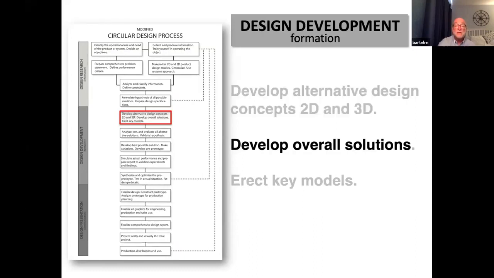And then you erect key models in this development phase. So now I'm beginning to build some models, some ideas. Even in this day and time, that could be 3D models, computer generated models, or physical test models. We call them models, but they may just be a technical model, making sure something will hinge or fold. It's not an appearance model. It's a kind of test model. But this is part of developing those overall solutions.